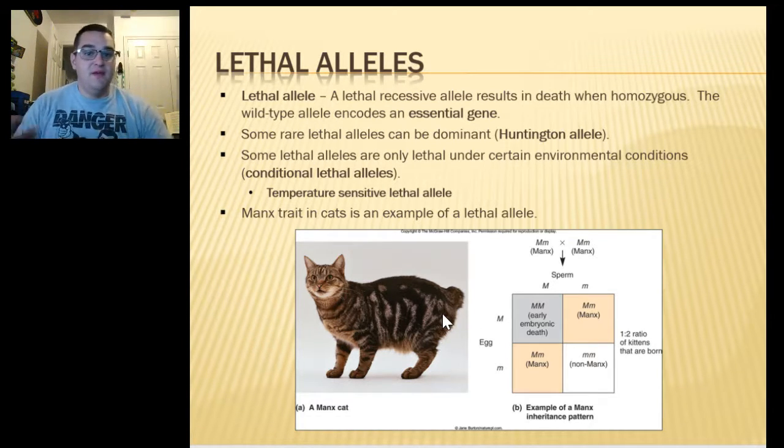Sometimes it's the homozygous recessive that is lethal, and sometimes the homozygous dominant is lethal. But for this example of the Manx cats, it's the homozygous dominant that is lethal. It just means that they die, and so they end up with this phenotype that's 2-to-1. And so if you ever see a phenotype of 2-to-1, you know it's a lethal allele that's showing up there.